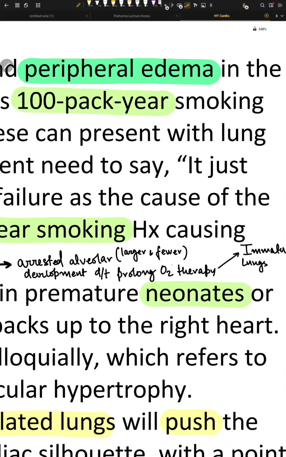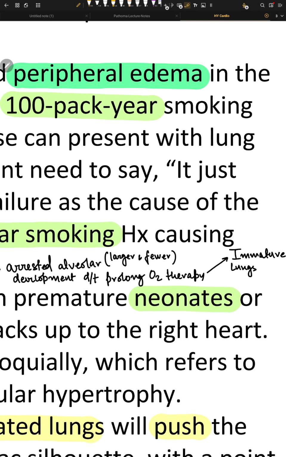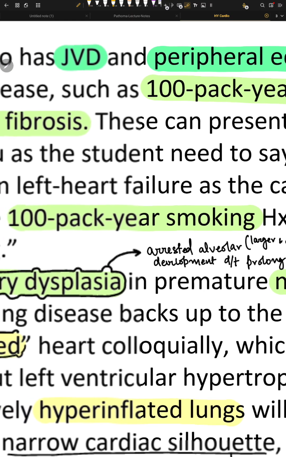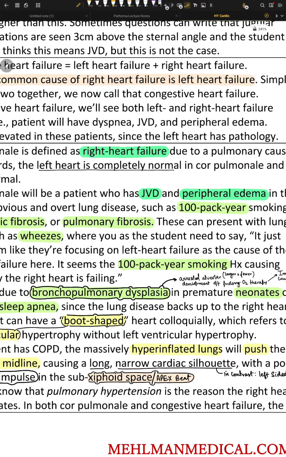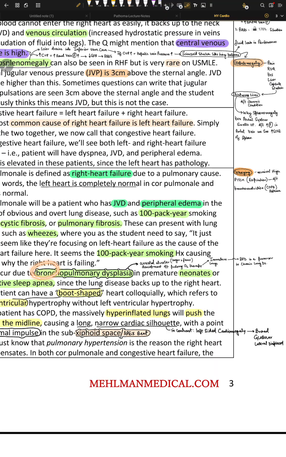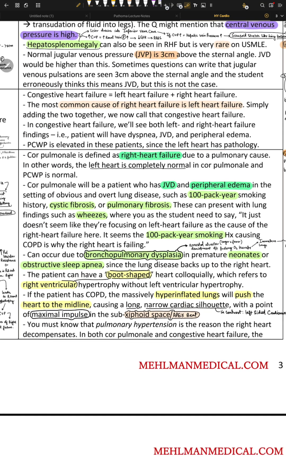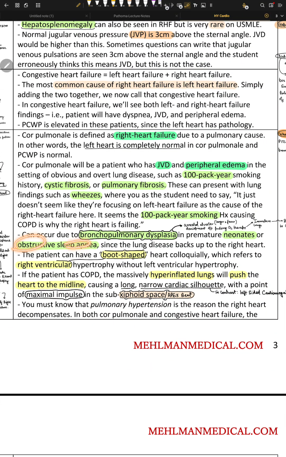So actually, O2 therapy is the main cause, but we cannot do anything because they have arrested alveoli, right? We need to give them high O2 therapy. So O2 therapy is the reason for dysplasia in the lungs in these neonates. So bronchopulmonary dysplasia in premature neonates, right? Or obstructive sleep apnea, right? A lot of people, when they sleep, they have some sort of obstruction and they wake up a lot of times in the night.